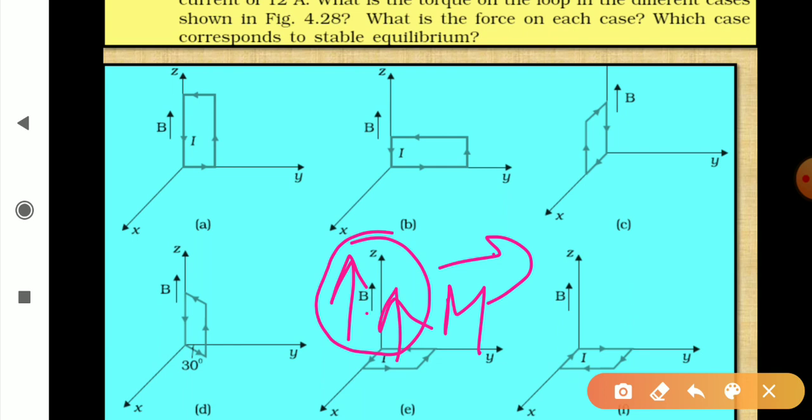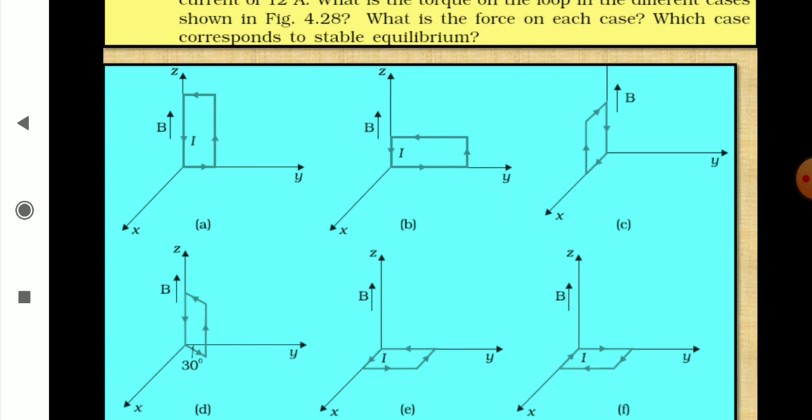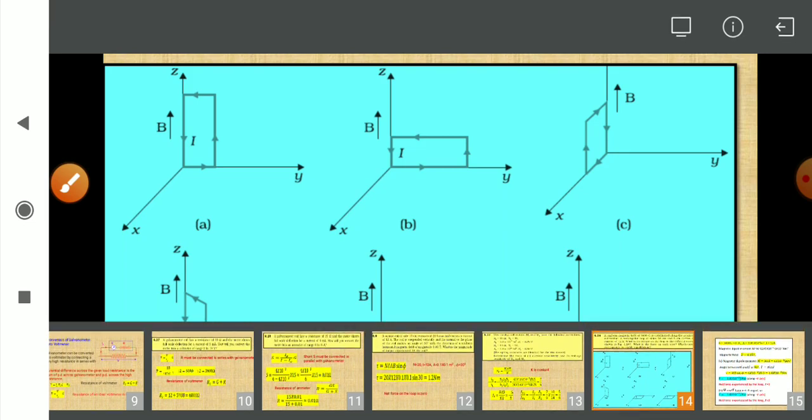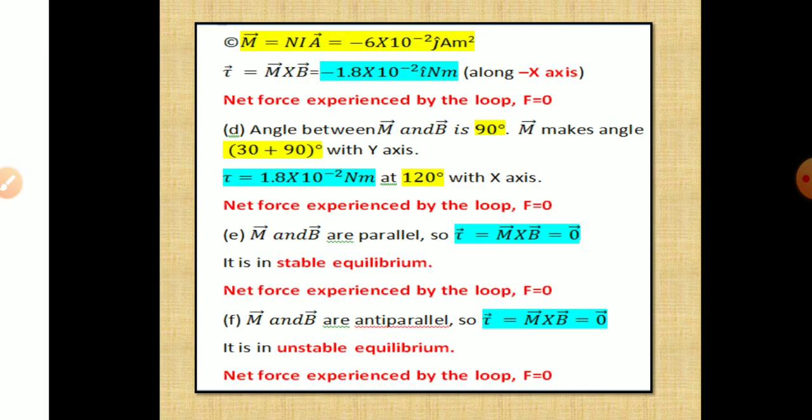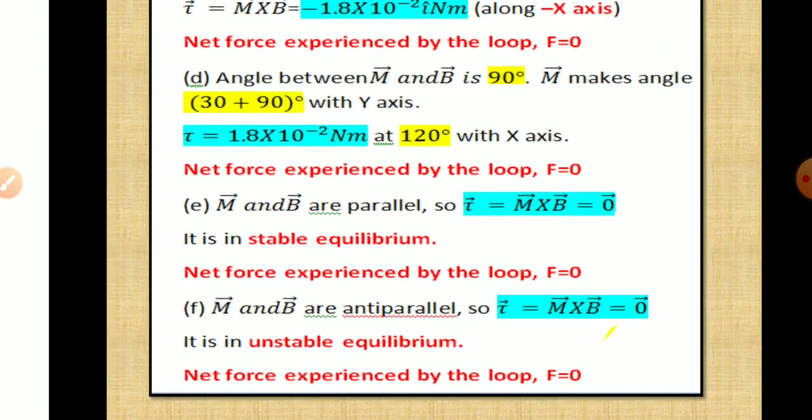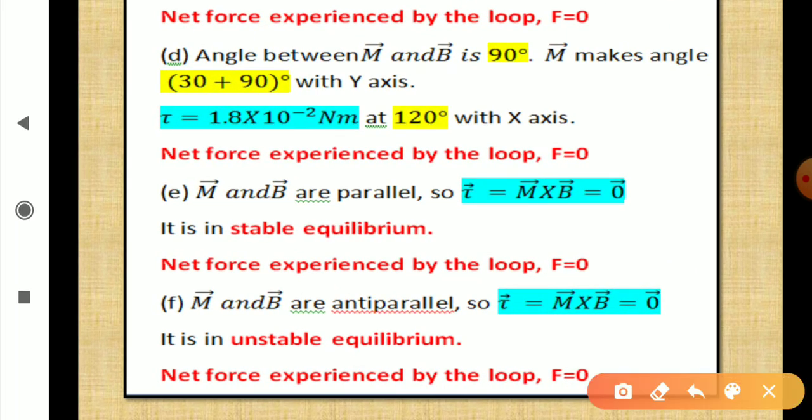And let us look at the second case also. Here the sense of current is changed, you see. So now the magnetic moment will be downwards and the magnetic field is already upward. So B and M are in opposite directions. So this is a case of unstable equilibrium and this is a case of stable equilibrium. When M and B are parallel, it is stable equilibrium, and when M and B are anti-parallel, it is unstable equilibrium. So see part E.